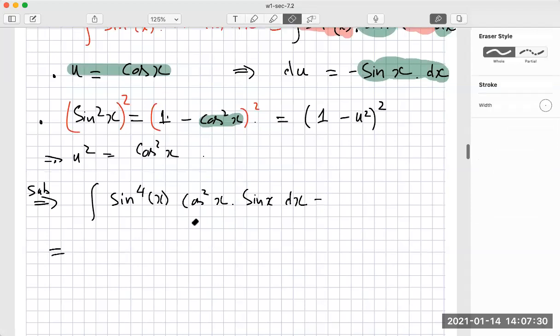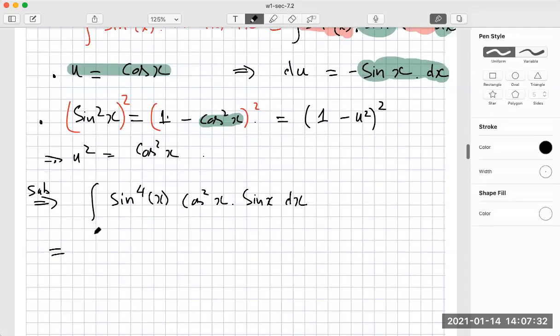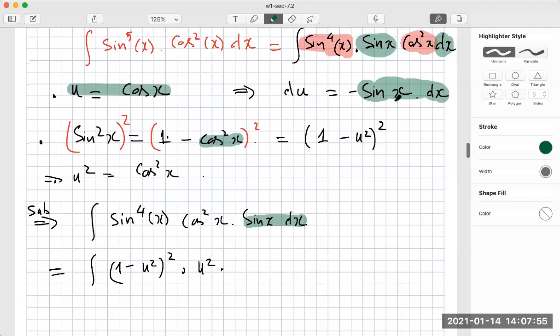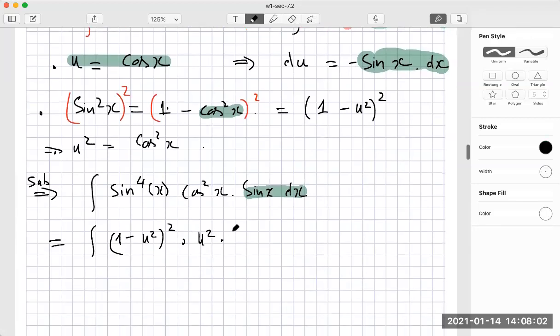The first guy here, sine to the fourth, we just found it here. Very good. And cosine squared here is u squared. And this guy, yeah, we can write it as, be careful, du with a negative sign. Yes, very good, thank you.